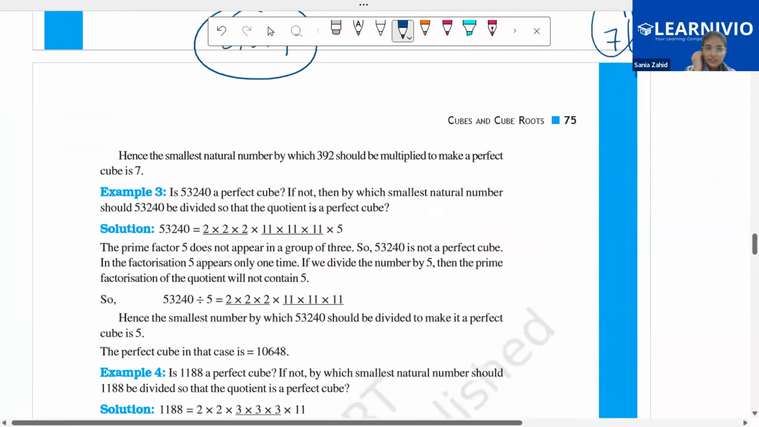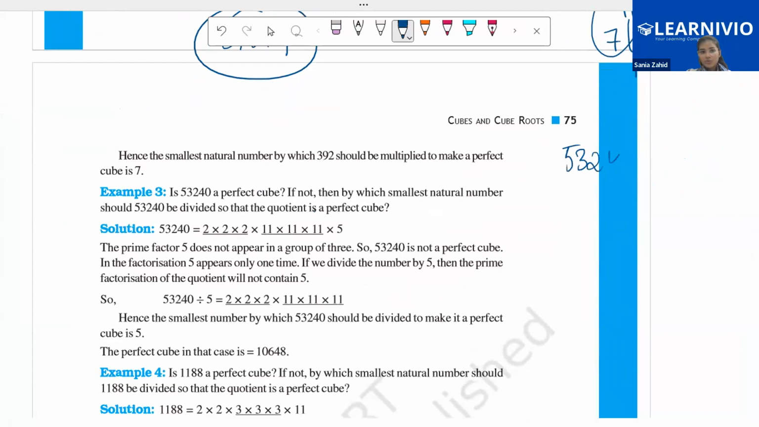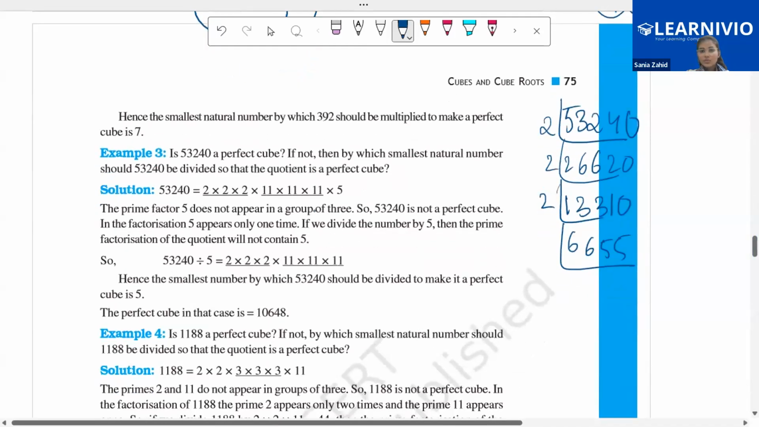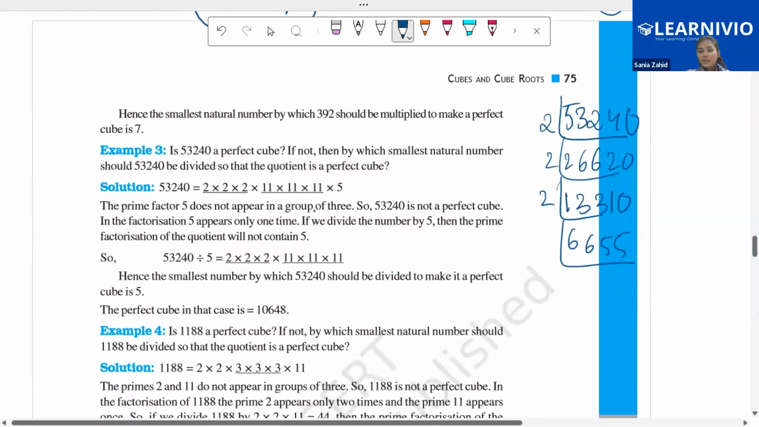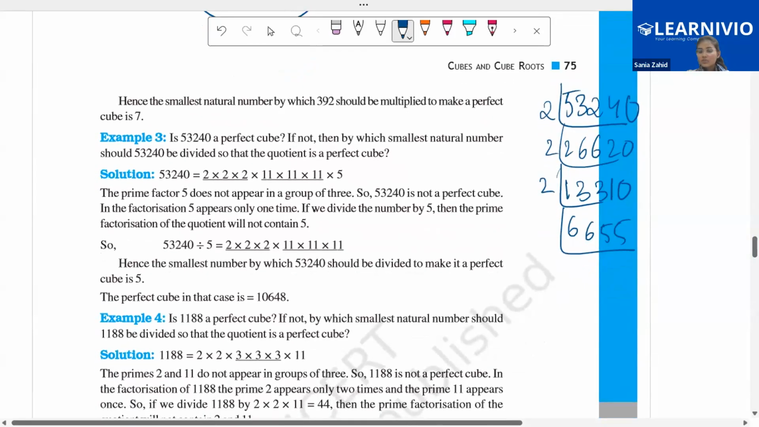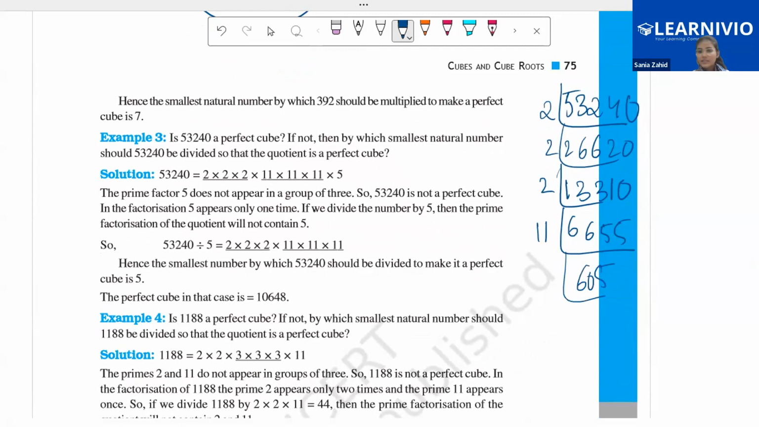Okay. Now, again, this is the question. 5324. First, you have to check whether it's a perfect cube or not. First, check if it's a perfect cube or not. You divide it by 2, again by 2. Now you can divide it by 3? No. 7? No. 8 also no. 9 also no. 11? Yes, you can divide it by 11. 605. Okay. Then can we again divide it by 11?